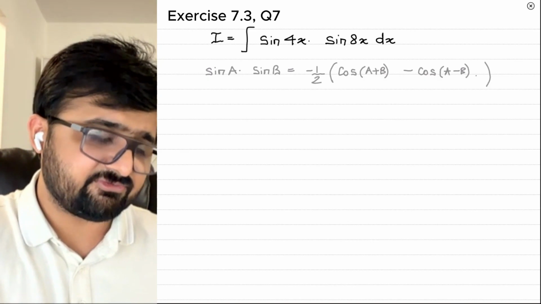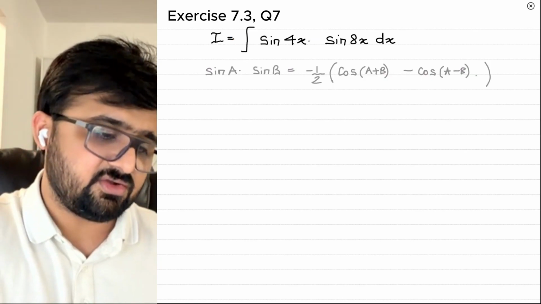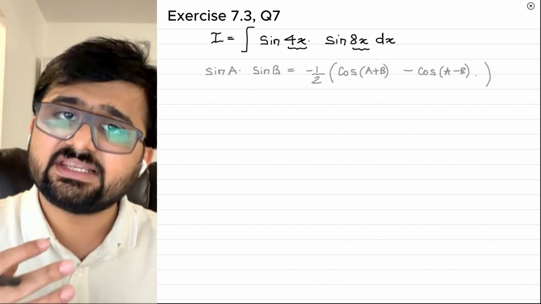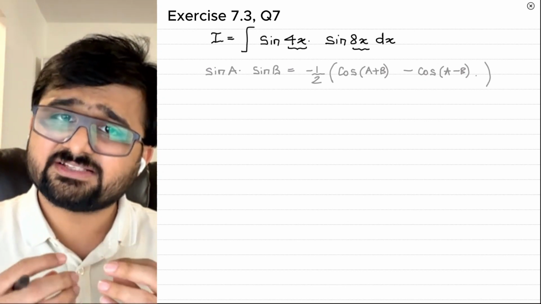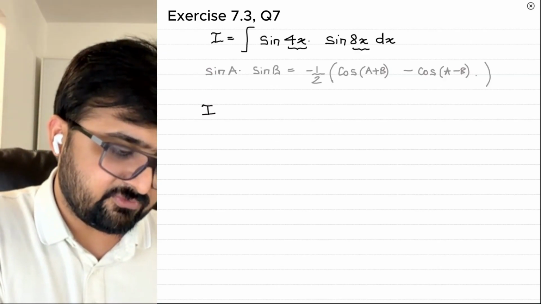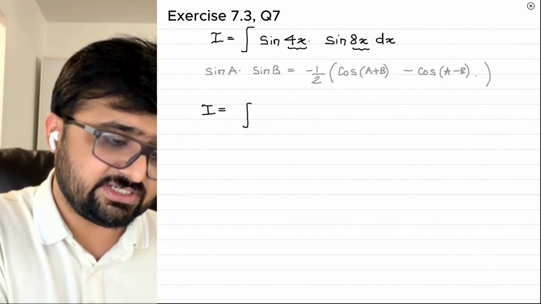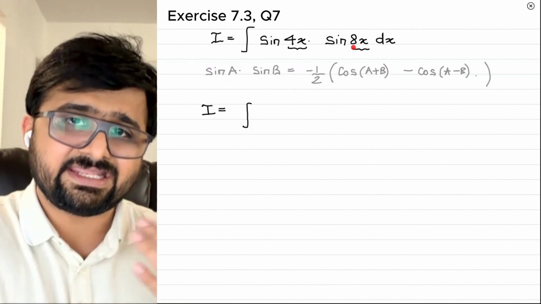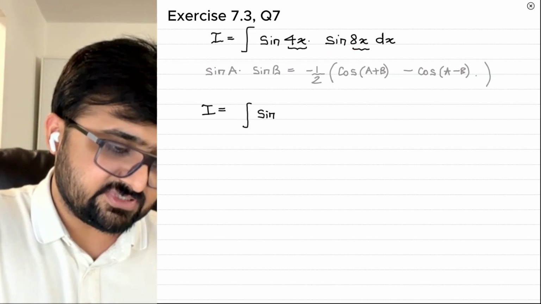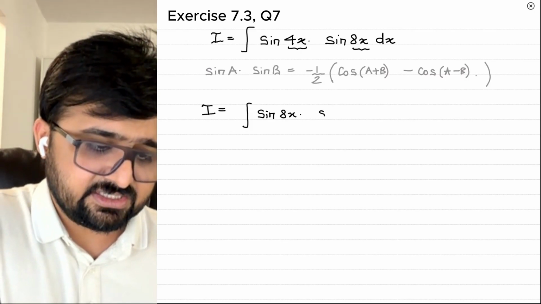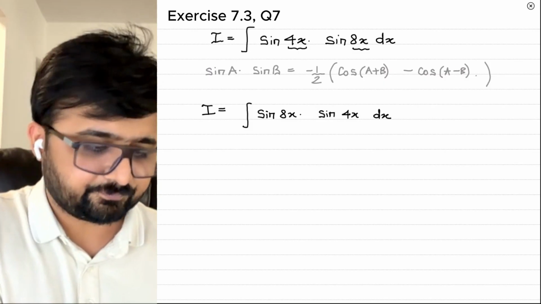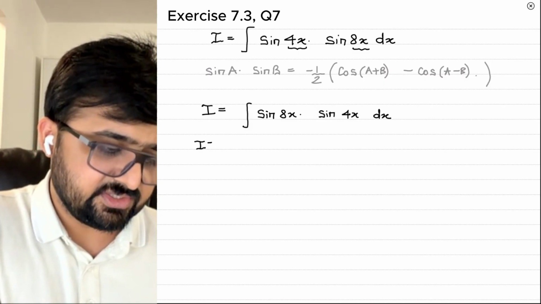We will apply that formula here in this integral. Also, I like to always keep my angles in descending order. That just makes my calculation a little bit easier. So before applying that formula, I write the angles in descending order. I write 8x first and then 4x. So my integral will become sine 8x into sine 4x dx.